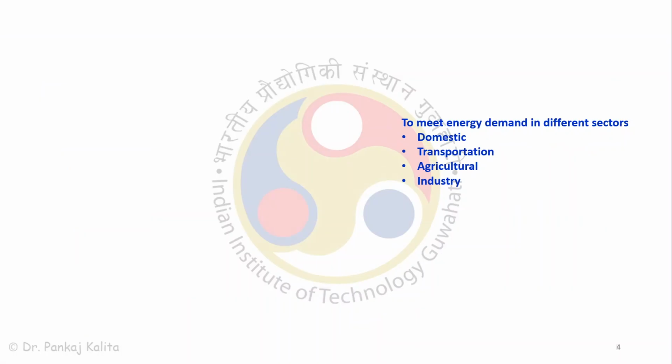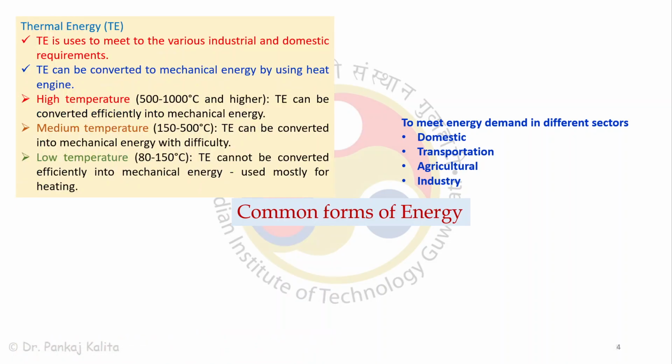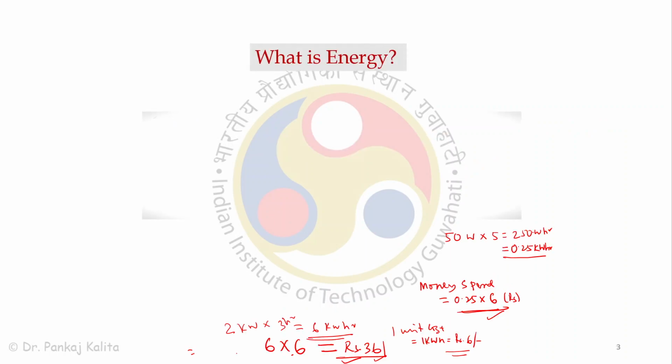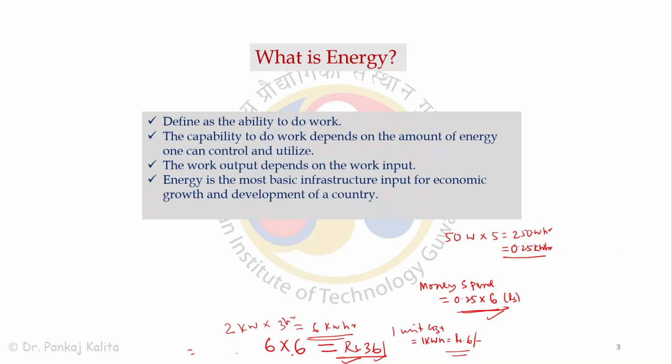So let me start from the beginning. We talked about this energy thing, like what is energy. Everybody knows it's the capability to do work. Energy is the most basic infrastructure input for economic growth. So if a country has high economic growth like the US, it will consume more energy. If a country like India or Bangladesh has less economic growth, it will consume less energy. I will give you an example here. Per capita electricity consumption of India is around 1 kilowatt hour, and for the US, it is basically 20 kilowatt hours. So it is 20 times more than us.